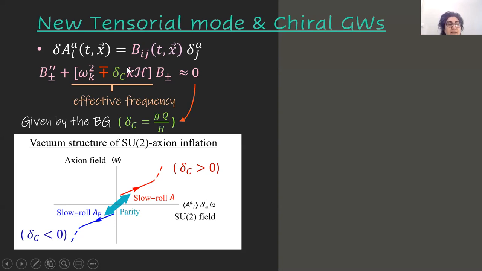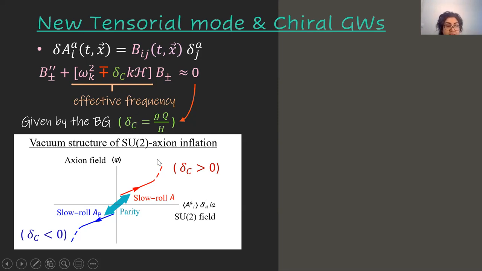Before this, we realized that our perturbed gauge field has a new tensorial degree of freedom in itself, and it's given by this field equation. So B plus and minus are two different polarization states of this extra tensorial degree of freedom. Plus is the right-handed polarization, and minus is the left-handed polarization. And this field equation is super simple. You see that the effective frequency squared of the field is dependent on the helicity state. It's also related to this parameter delta C, which is given by the background field like this.